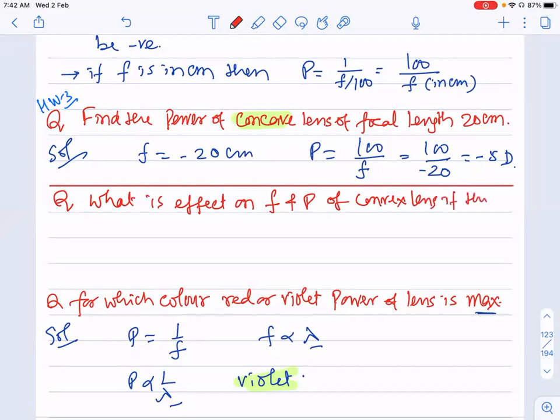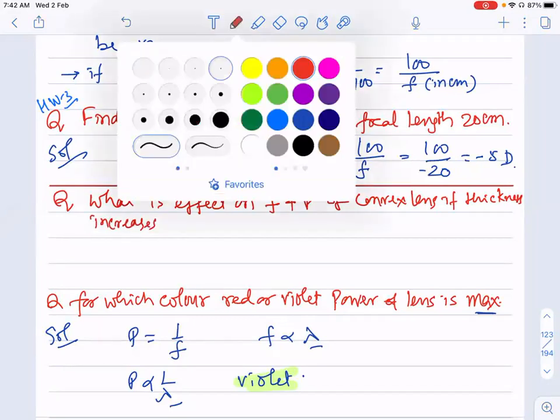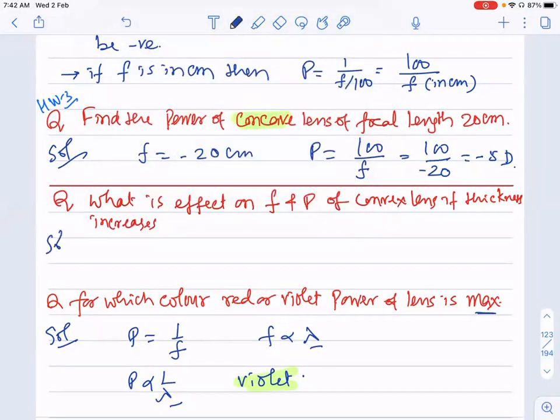if thickness increases. वैसे तो thickness अपने mention नहीं है. We have the thin lenses in course, but still this question can be asked.